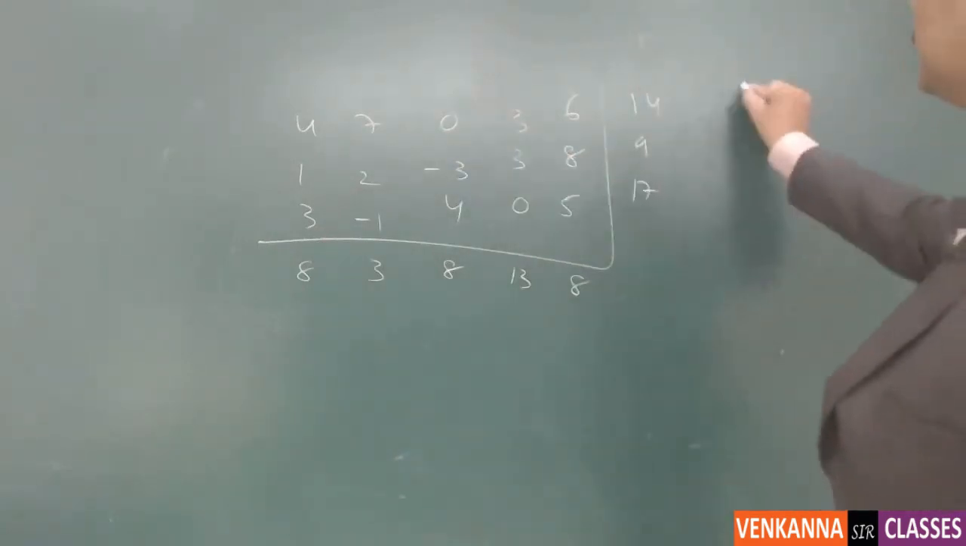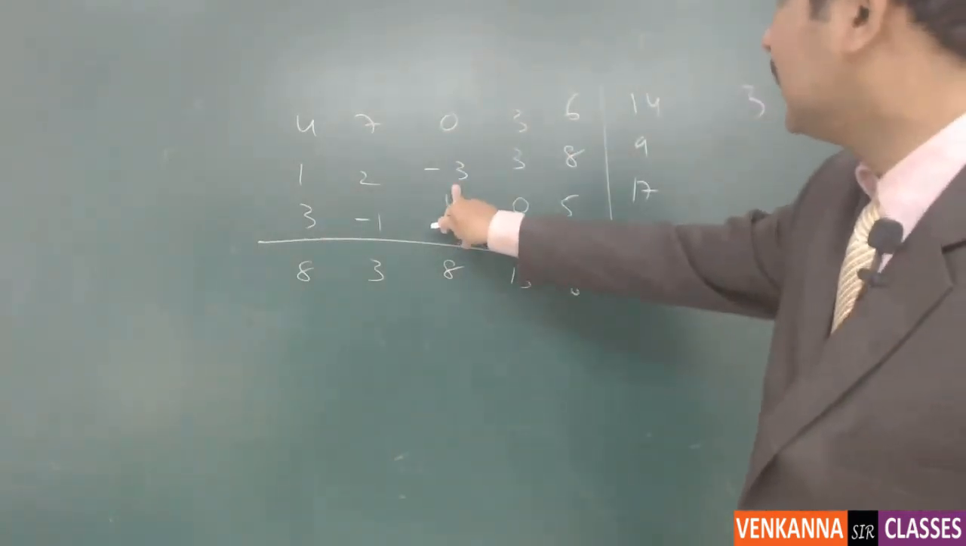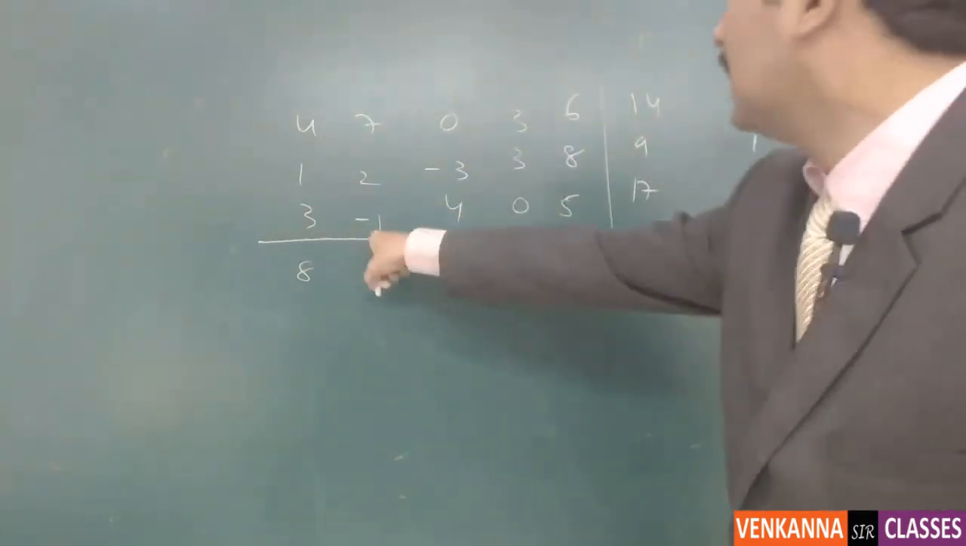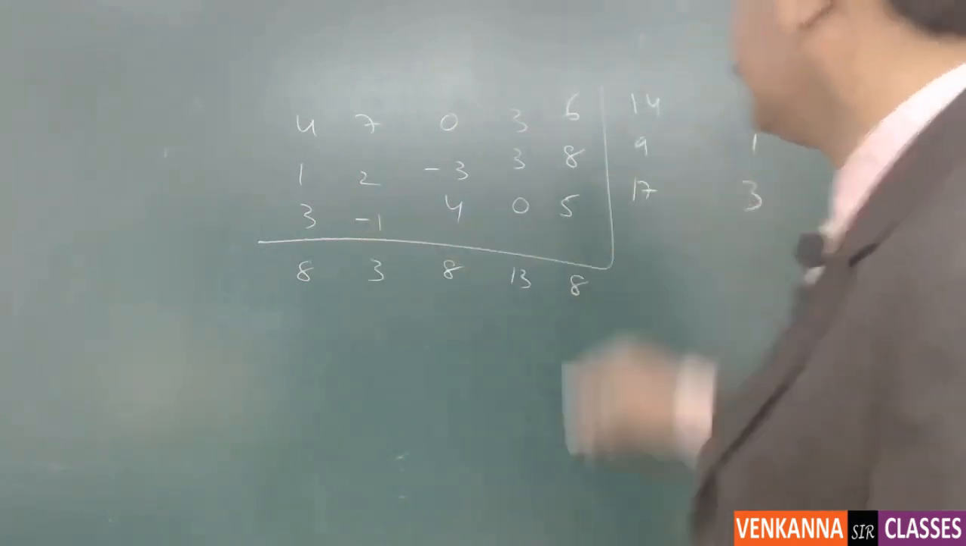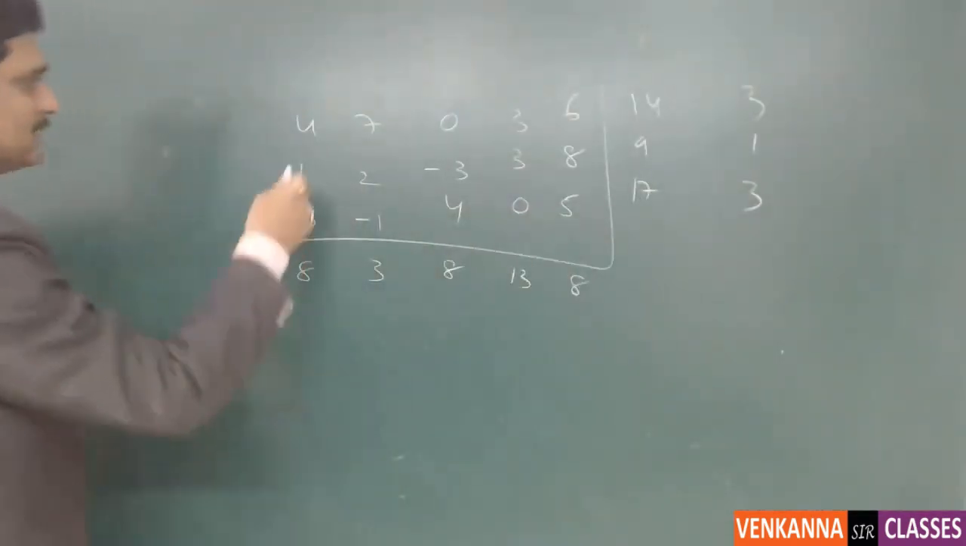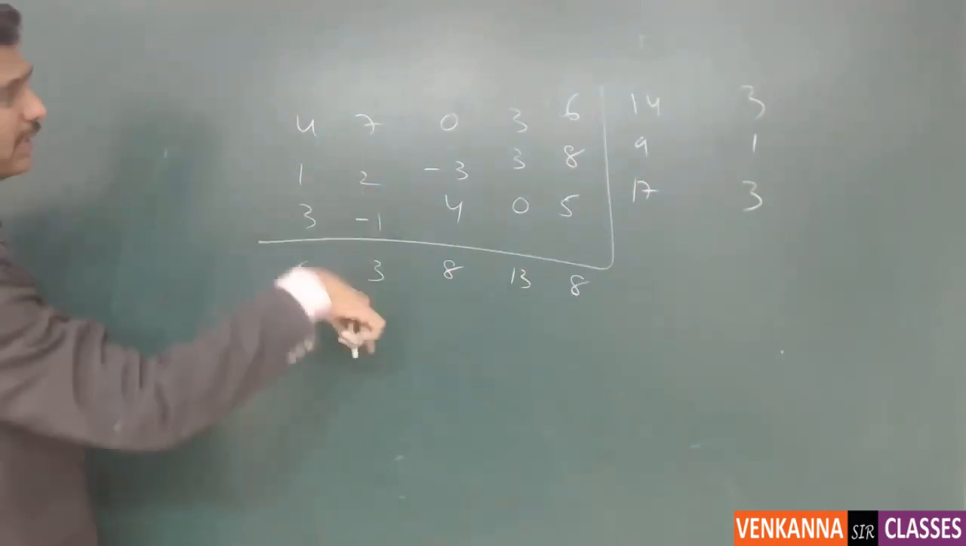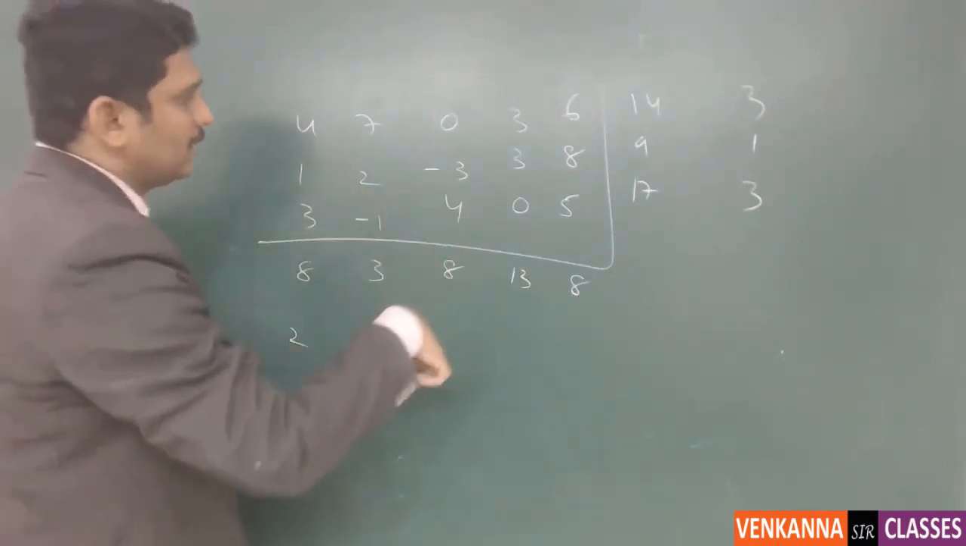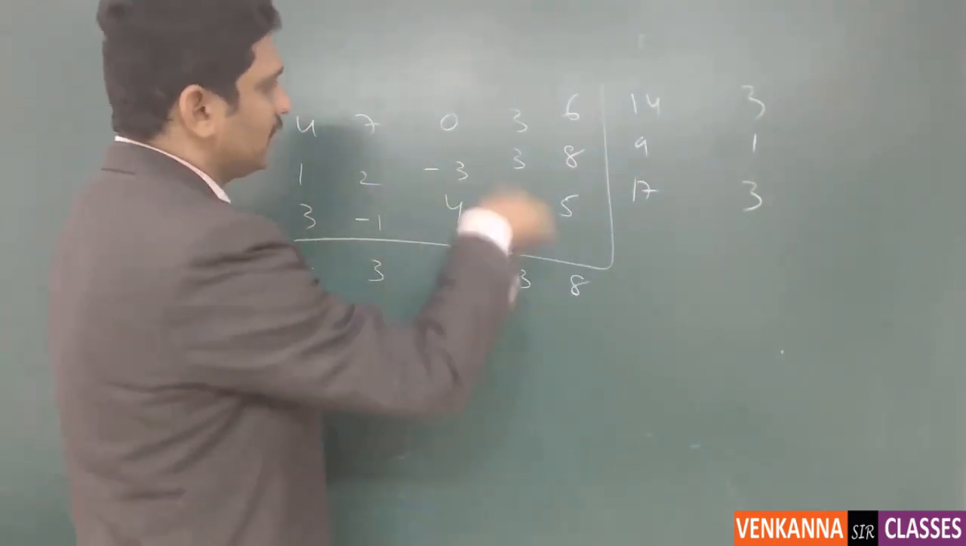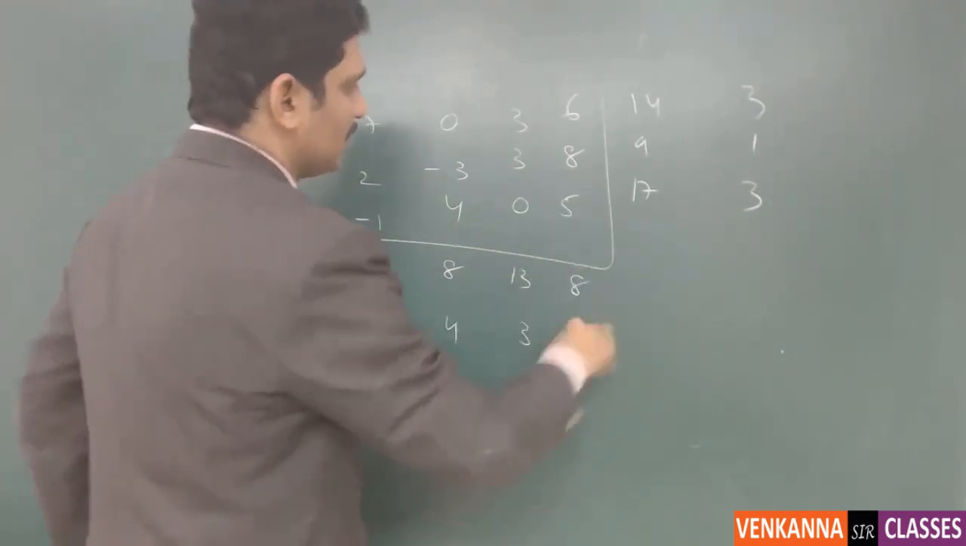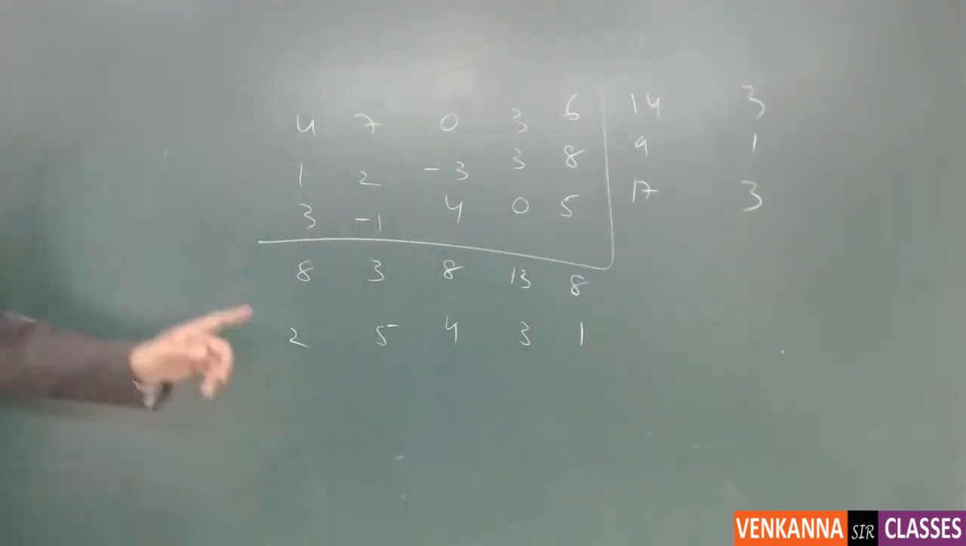Here the penalty is nothing but 3. Here I will neglect this thing, the penalty will be 1. Here I will neglect this thing, the penalty is 3. And here the penalty is 2. Here the penalty is 5. Here the penalty is 4. Here the penalty is 3. And here the penalty is 1. I have done like this, neglecting the negative values. For the rest of things, I am doing the as usual procedure.